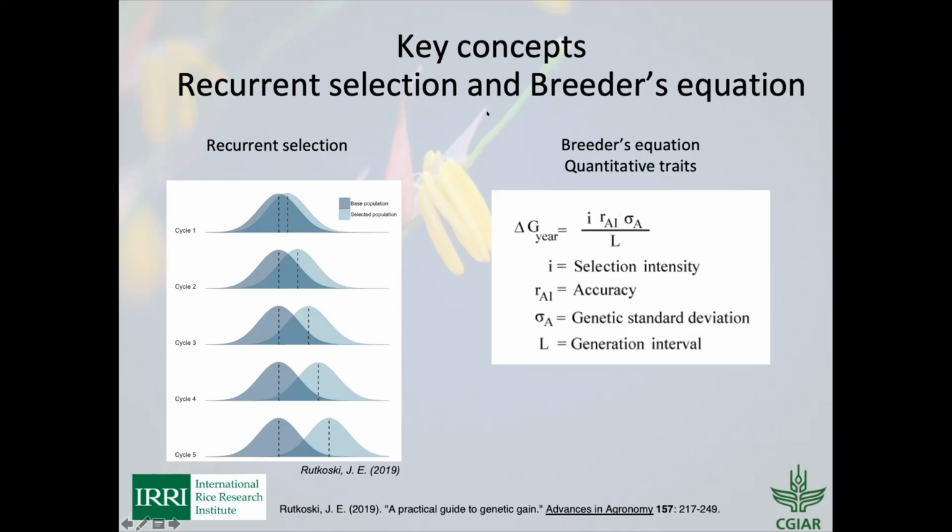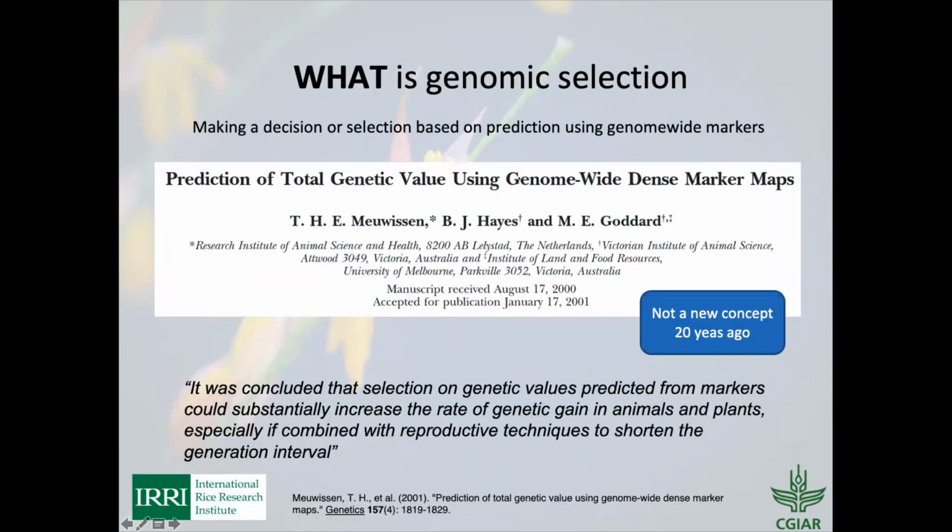These two concepts are really important for any breeding program in order to even start thinking of implementing genomic selection or any other modernization tool. That's why I'm highlighting this and saying that before we even talk about GS, these two concepts are really important. And just a single slide. I know this has been covered already.